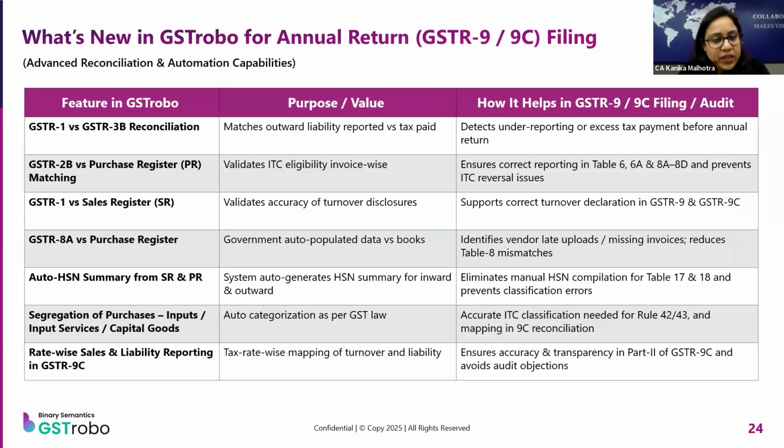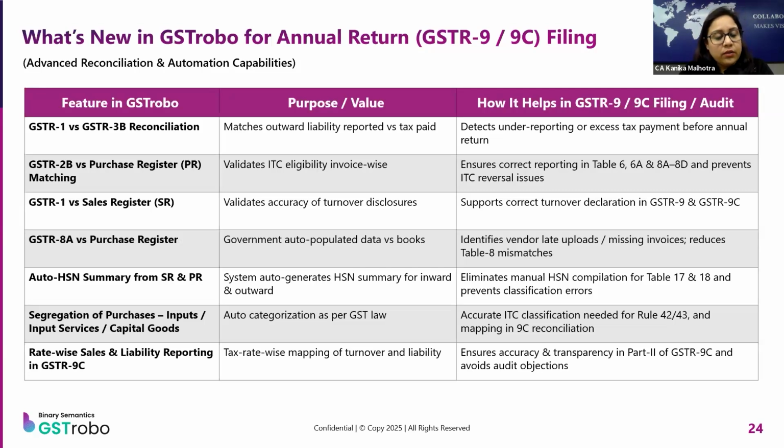If in case you're not using our software or any other software, these are the reconciliations that you should keep in mind: 1 versus 3B, 2B versus PR, 1 versus sales register, 8A versus PR, and HSN summaries from the sales registers and purchase registers. Though the inward HSN is not mandated by the government till now, the outward HSN summary has been a mandate. You need to file it.